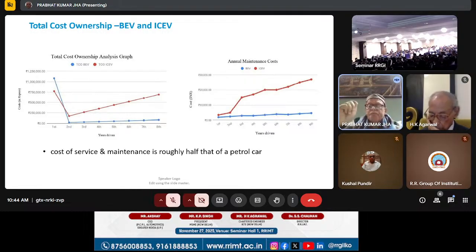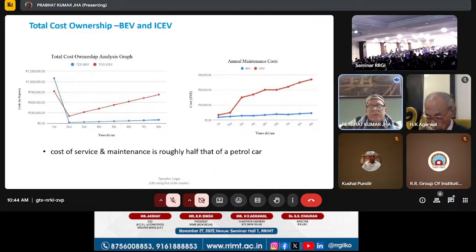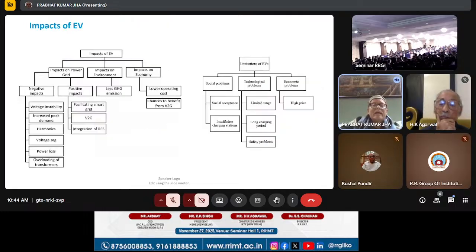So you will have to consider this also, that the initial cost is very, very high, but one time. The cost of service and maintenance is roughly half that of a petrol car. So if you consider the cost in industry also, it is better, but initially you will have to have the technology, and we will also discuss the drawbacks that the system has.